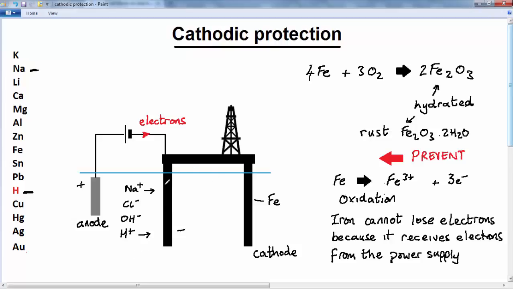So we can write the half reaction for the cathode: H+ plus e- gives us a hydrogen atom, which will double up with another hydrogen atom to form a hydrogen molecule. We balance the equation. Okay, and that's the half equation for the cathode. So you're going to get hydrogen building up and being released from the oil rig.